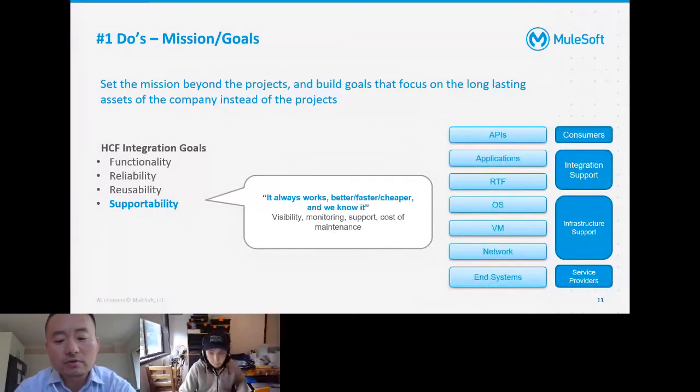Once you have answered all these questions, you need to go to another level to look holistically at the technology stack and stakeholders, i.e. the people you will interact with. The easy way is to start with APIs and the consumers, then applications, RTF, and the integration support, then OS, VM, network with infrastructure support, and all other end systems with your service providers.